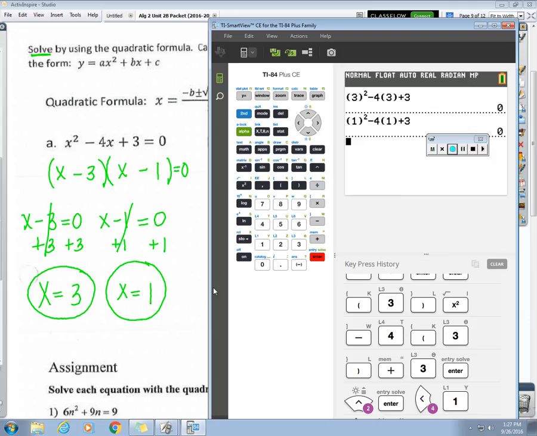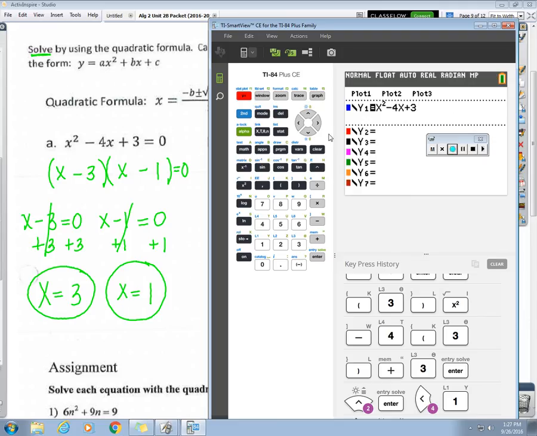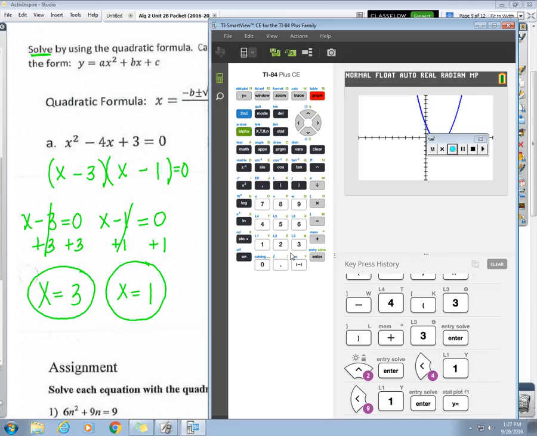Now, there's another reason they are the solutions. Look what happens if I graph this quadratic equation. If I graph x squared minus 4x plus 3. How many times does it cross the x-axis? And doesn't it cross it at positive 1 and positive 3? So that confirms that these are the solutions. We did it algebraically by typing it in and making sure it was equal to 0. And we graphed it and saw that it crosses the x-axis at 1 and 3.